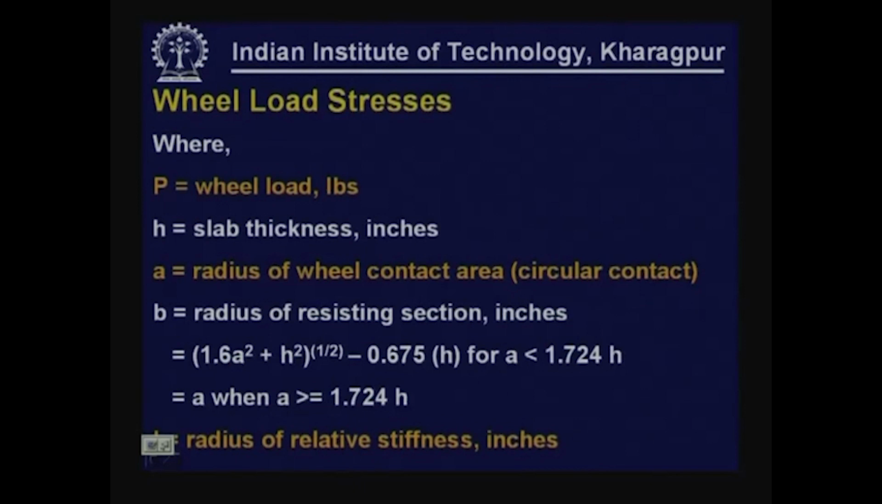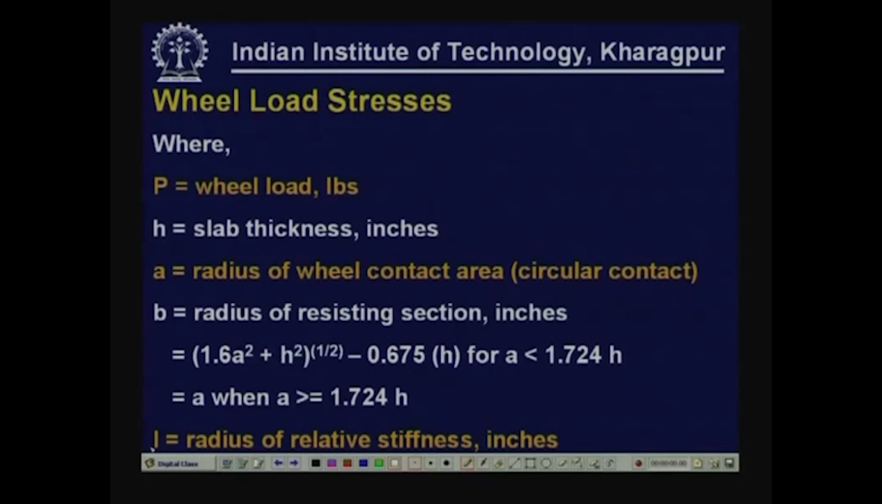B is termed as the radius of resisting section, again in inches, given as the square root of 1.6 a square plus h square, where h is the thickness of the slab, minus 0.675 times the thickness of slab, for the condition where a is less than 1.724 times the thickness of slab. If a is greater than or equal to 1.724 times the thickness of slab, then b is taken to be equal to a. L, of course, as we already defined, is the radius of relative stiffness in inches.